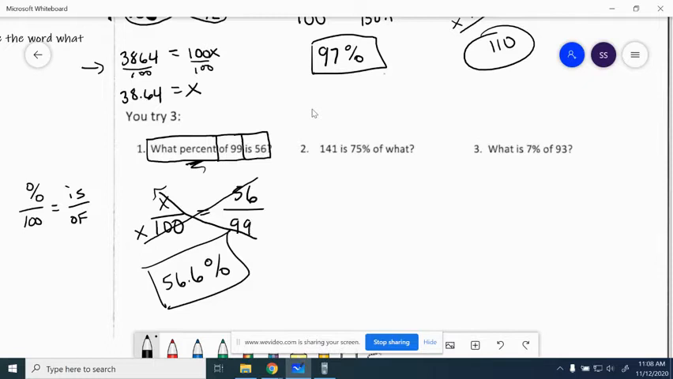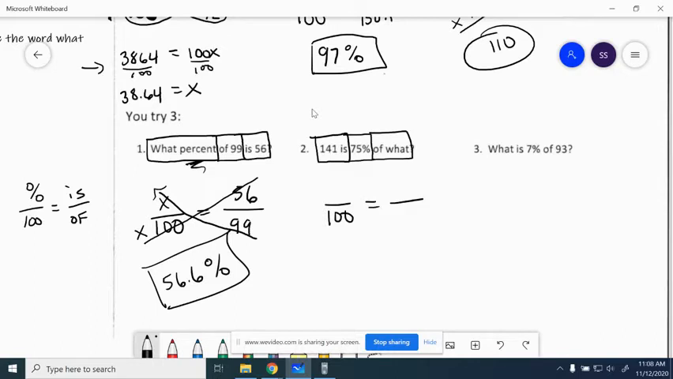All right, next one here. 141 is 75% of what? So let's work left to right. 141 is going to go with is, box that up together. 75, box that up with the percent symbol, and of with what? So 100, here we go.